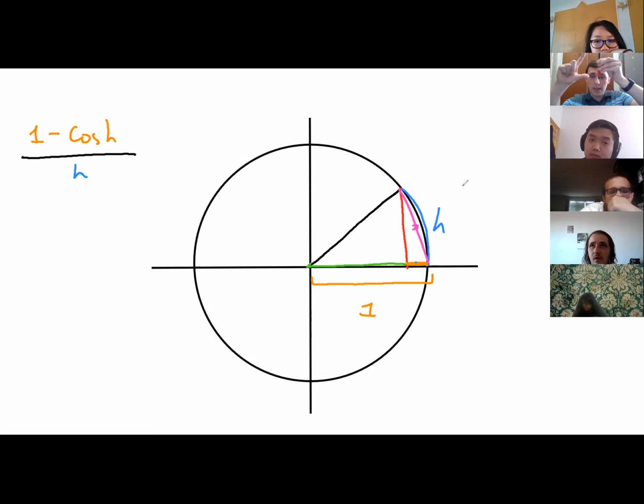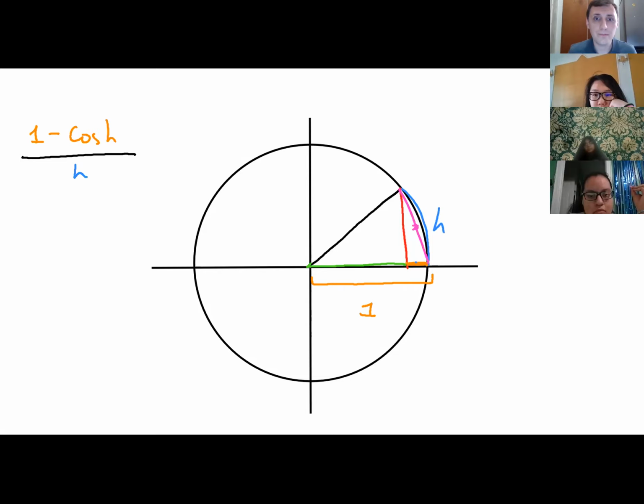Yes, and that means that the horizontal orange segment must be going to 0. Do you understand what I'm saying? We can give much better proof of that, but for now I'm just giving you a sort of overview. Okay, so this is going to approach 0.